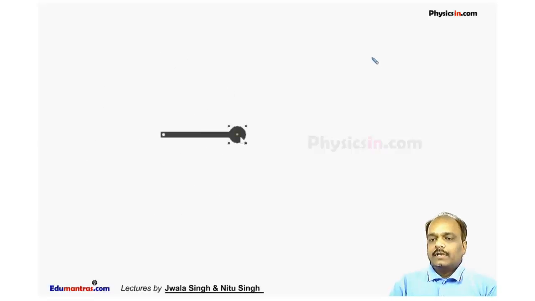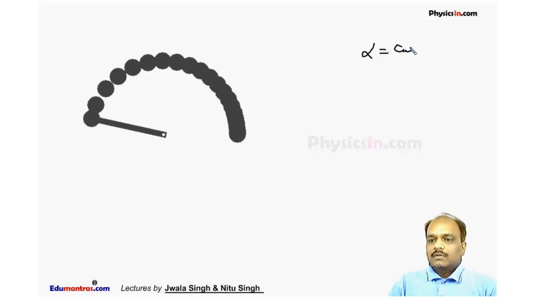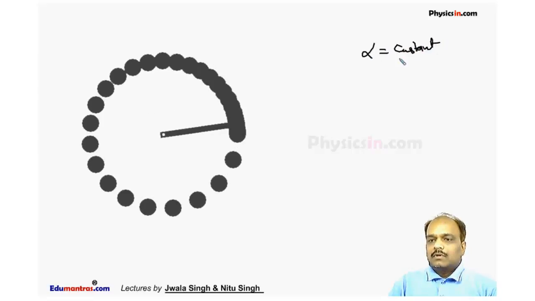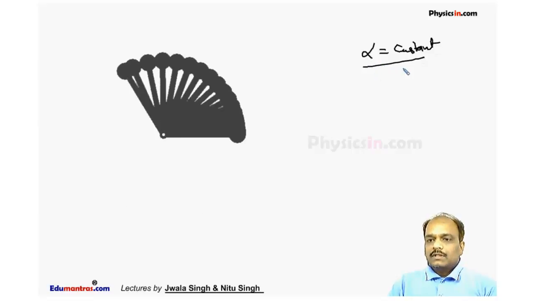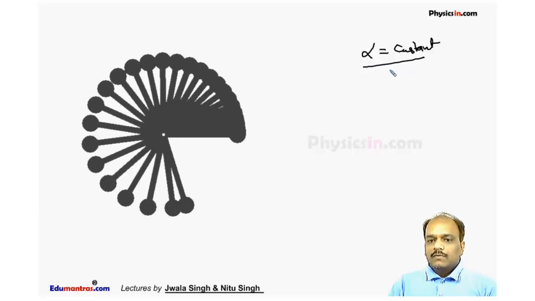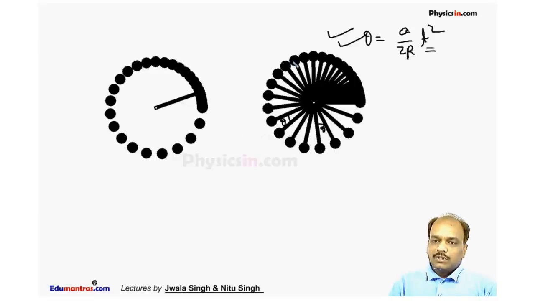Here alpha is constant. The particle is rotating with a constant angular acceleration. Then in that situation, the value of theta will go on increasing with time. If the particle is rotating with a constant angular acceleration, this theta and this theta is different. So this is the motion under constant angular acceleration.